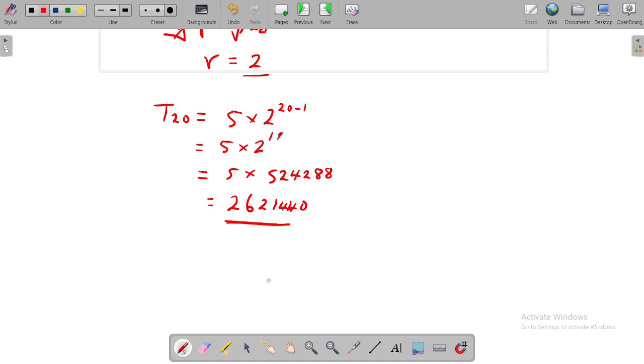Please do yourself a favor and consult one textbook or the other. You can even search online to know more and solve more problems on this geometric progression. Also, equally watch that of arithmetic progression.